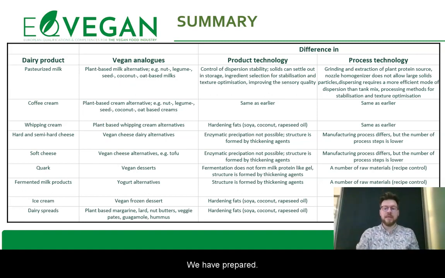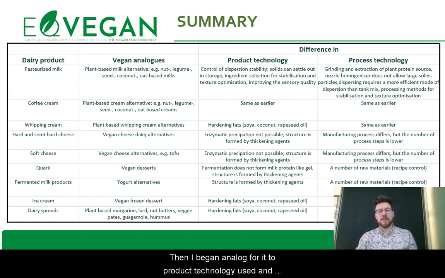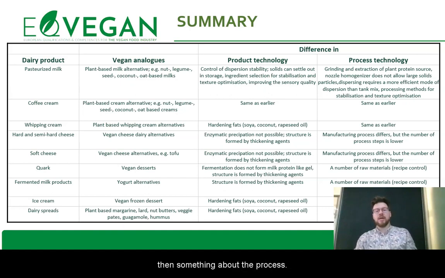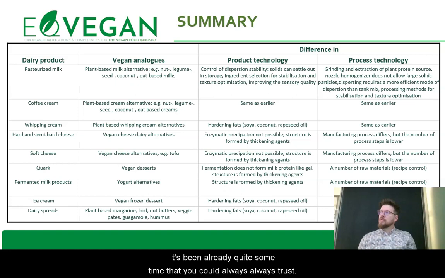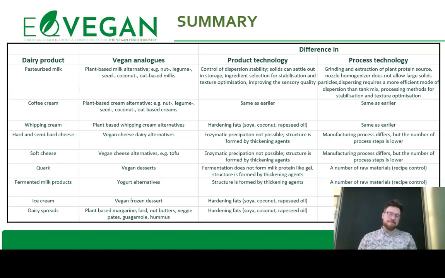We have prepared a summary table of the main products of our dairy product, then a vegan analog for it, the product technologies that are used, and then something about the process technology used. Some things that I want to raise from this slide is that for other products in the food industry, especially in dairy and in meat and in bakery products, it's been quite some time that you could always trust the contents of what you buy.